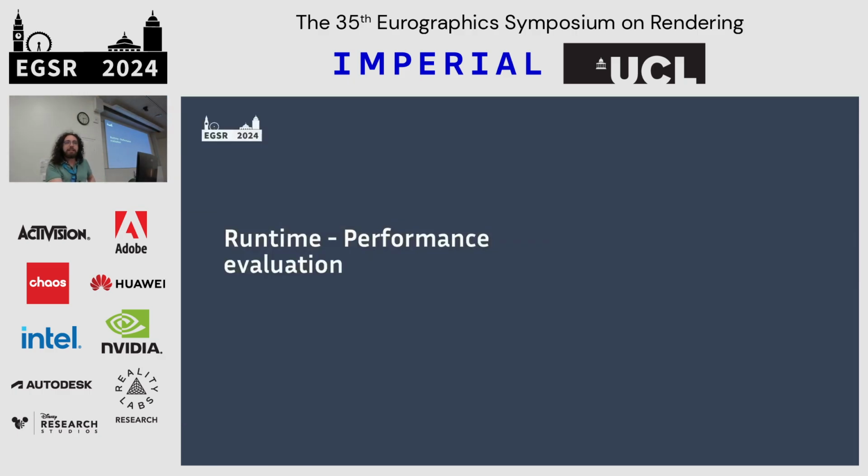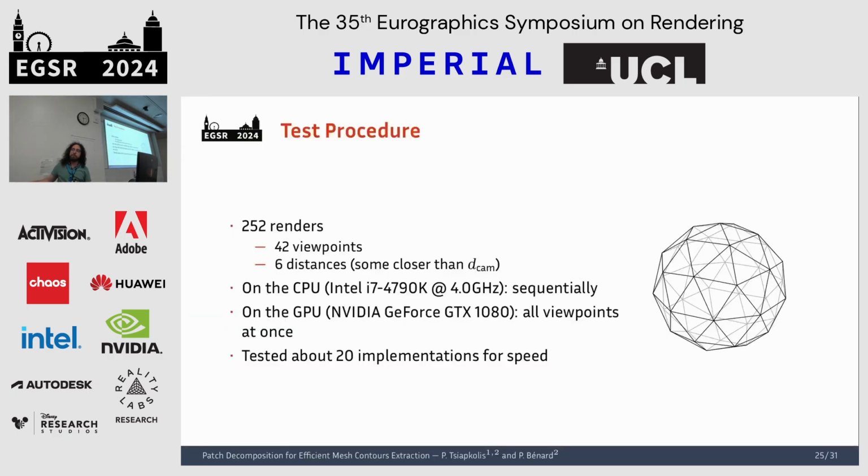So let's get into the actual results themselves. This is the real-time part. For our test procedure, we did 252 renders, all made on a sphere to have equally spaced viewpoints. And we did that at 6 instances, some that are closer than the one we optimized for.